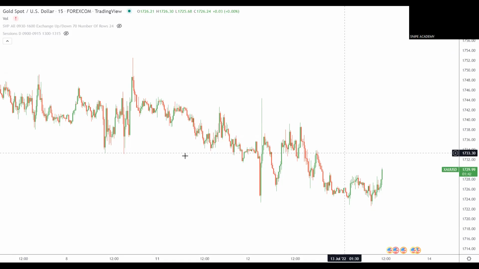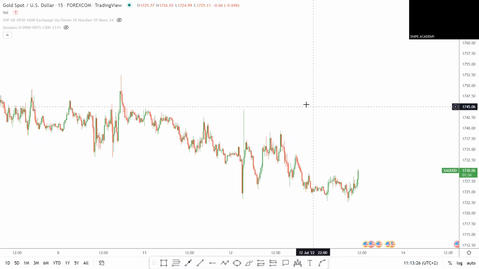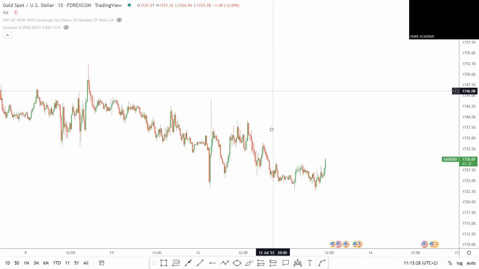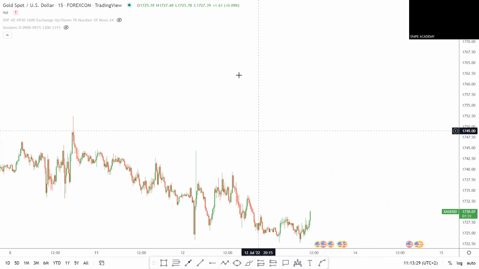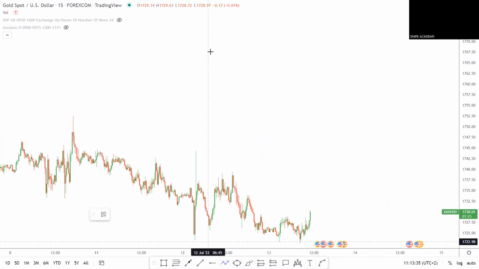Okay, so let's start with this. I imagine all of you know what support and resistance are. Okay, these are very easy concepts. So yeah, let's start off by pointing out what support and resistance are. Very easy, guys.